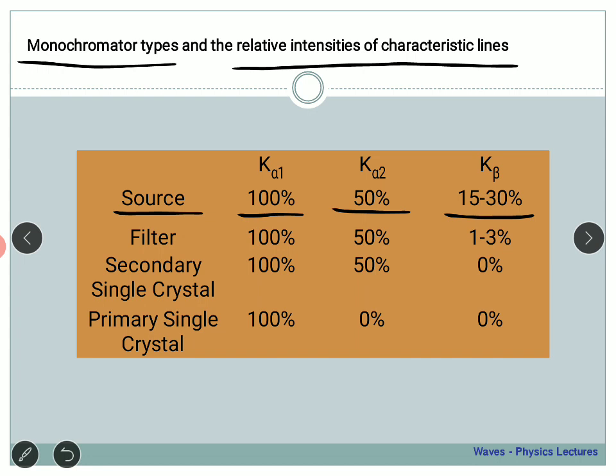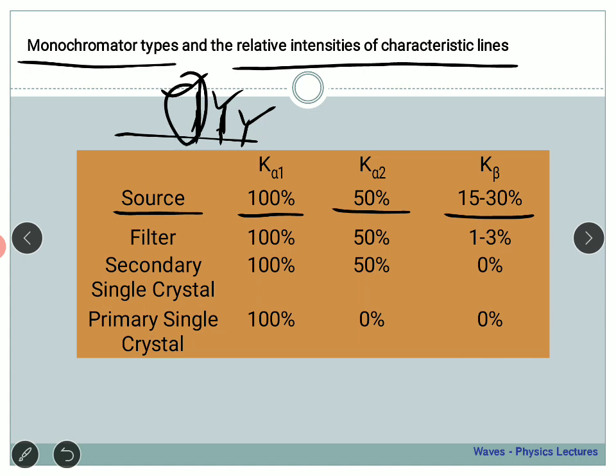If the K alpha 1 line is this much in height, then K alpha 2 would be 50% of it. I hope I am drawing the scale correctly. Then K beta would be this, K alpha 2 would be this, K alpha 1 would be this. So K alpha is the most intense. If you use a single crystal monochromator, you are going to get only this.